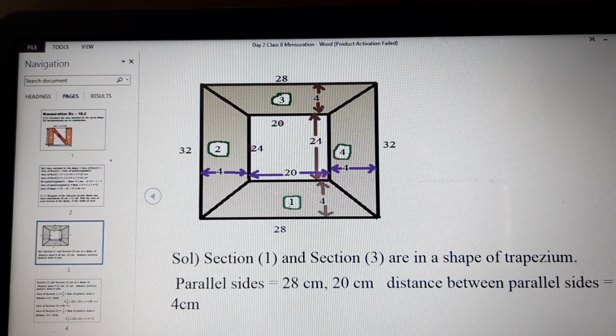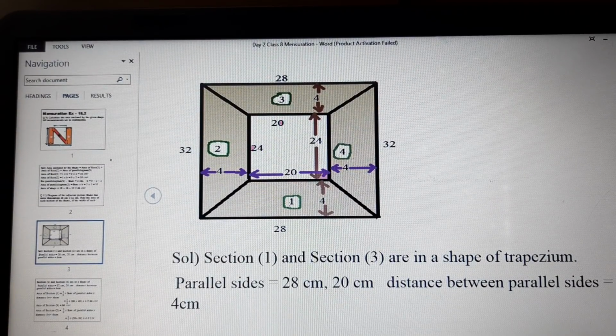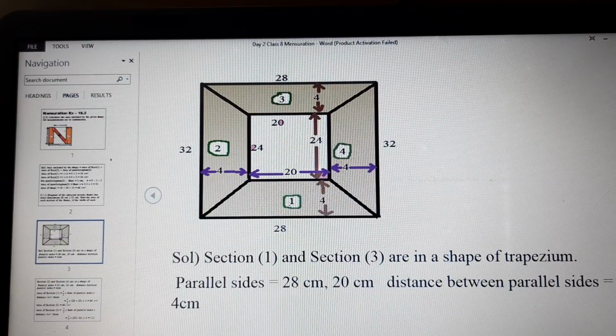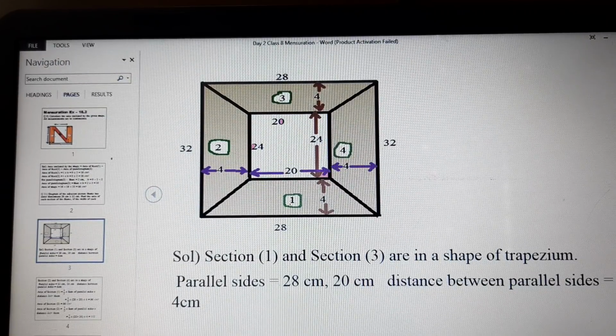So we are supposed to find out the area of section number 1, 2, 3 and 4 separately. Total area we are not supposed to find. We have to calculate the area of each section. So you can see which kind of figure it is.